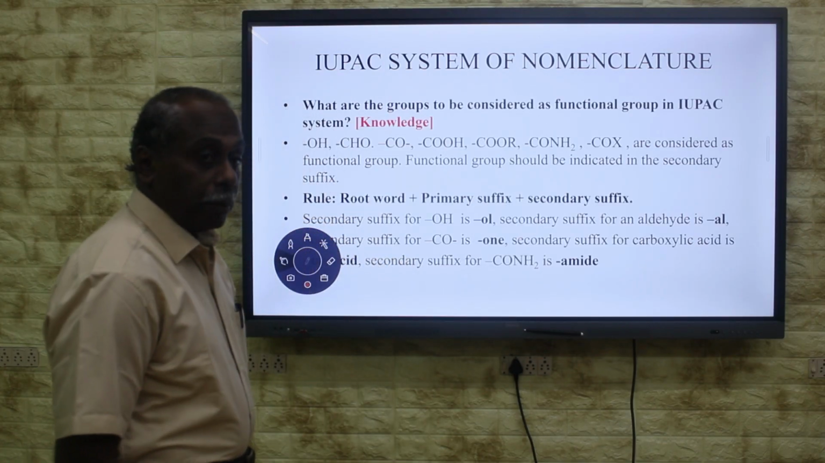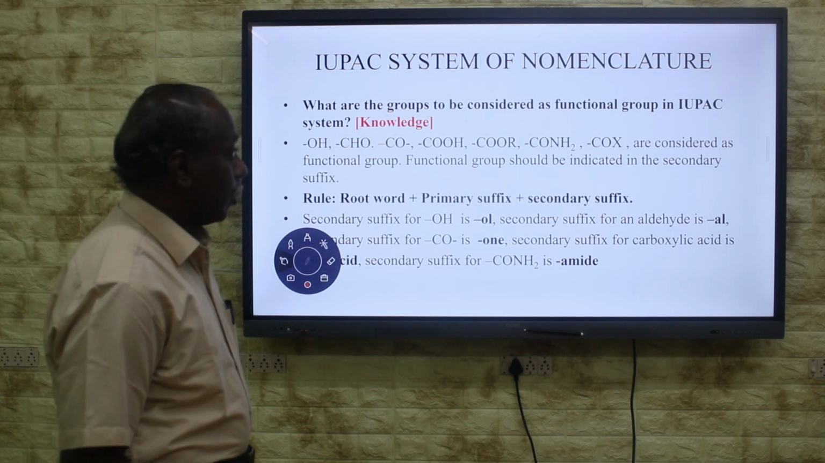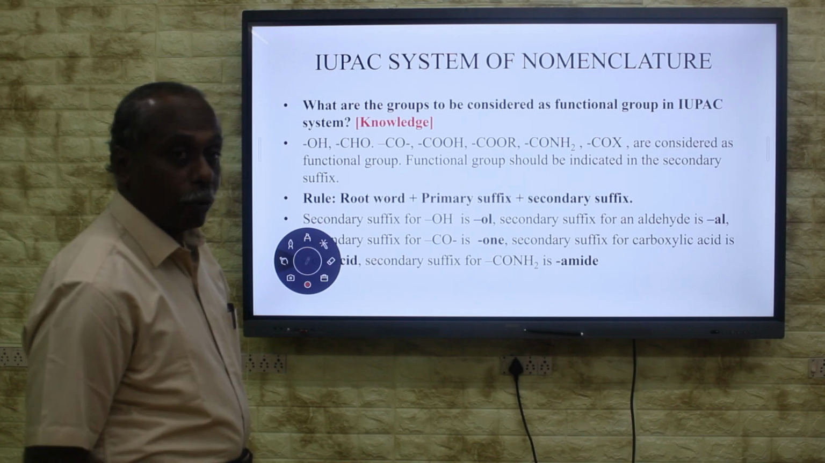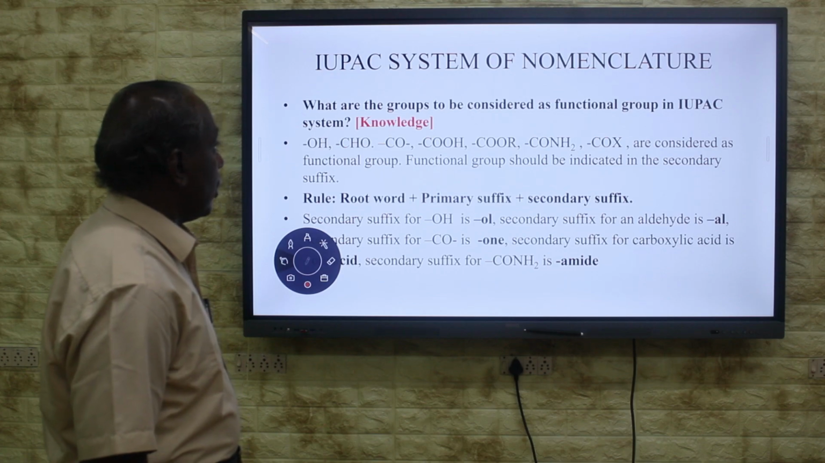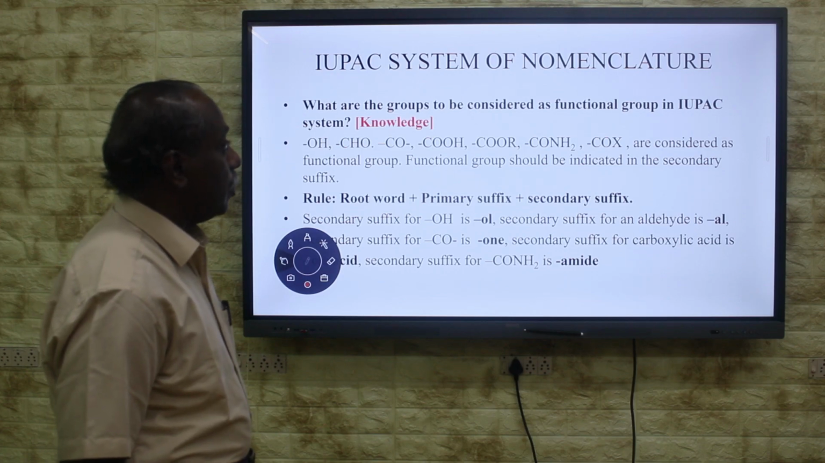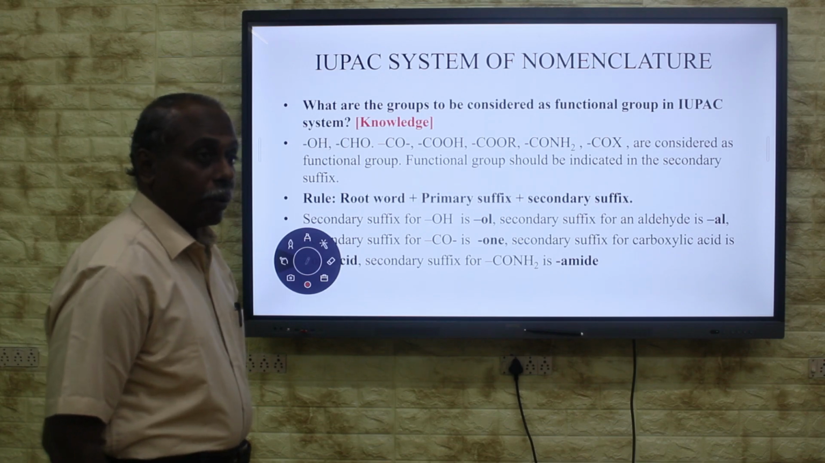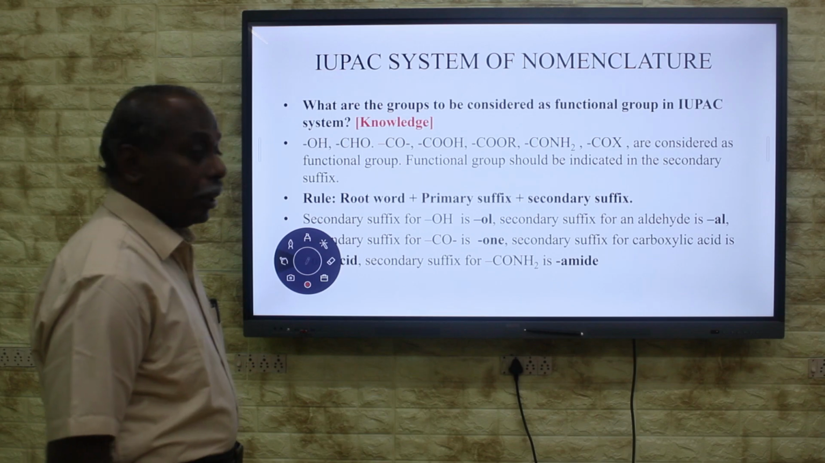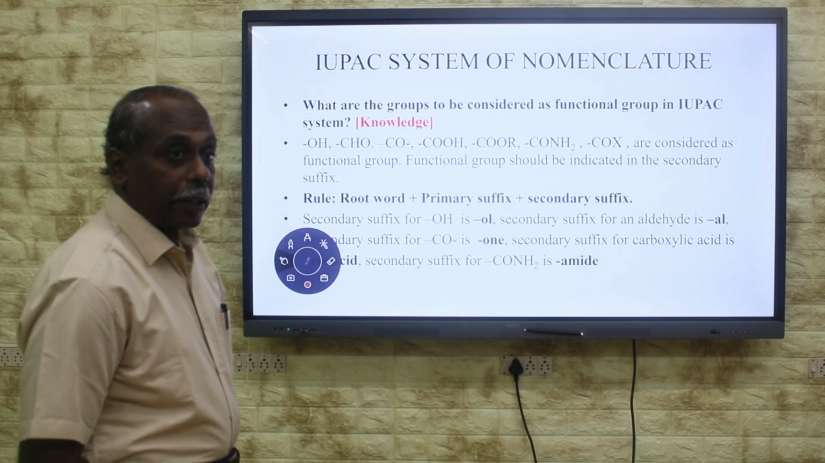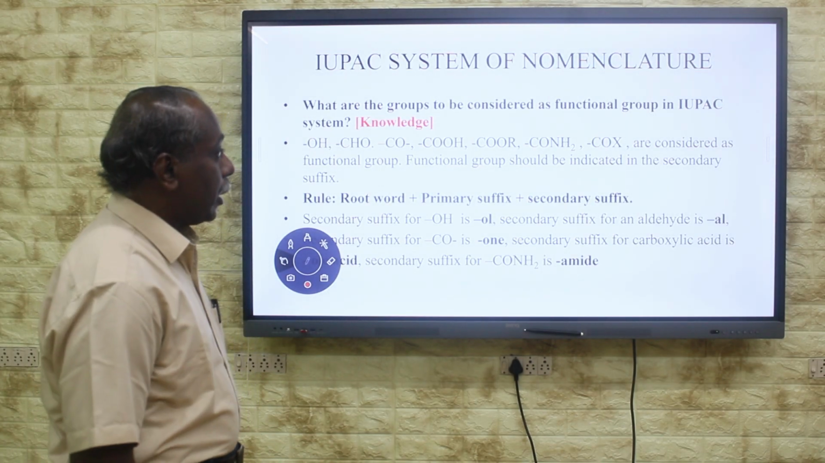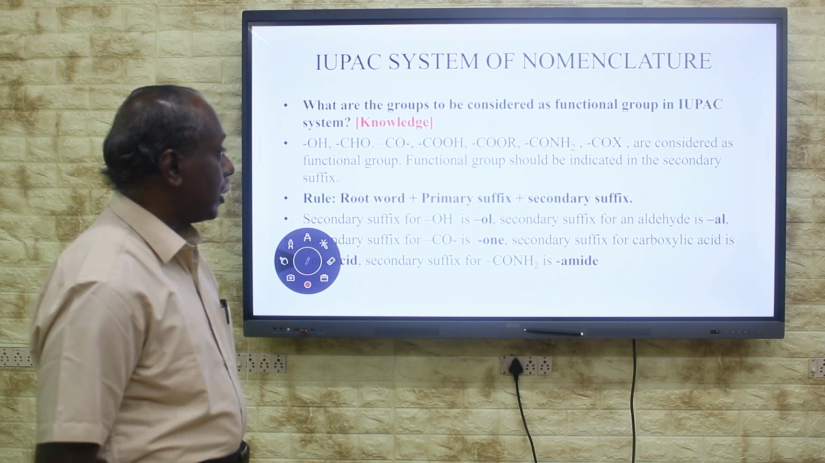Let us enter into the IUPAC system of nomenclature of organic compounds having functional groups of higher periodicity. First, you should know what the functional groups of higher periodicity are. What groups are considered to be functional groups in the IUPAC system of nomenclature? Here, the functional groups of higher periodicity are alcohol, aldehyde, ketone, carboxylic acid, then carboxylic acid derivatives: amide, ester, and acid chloride.